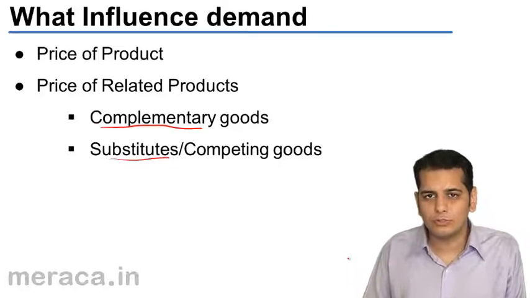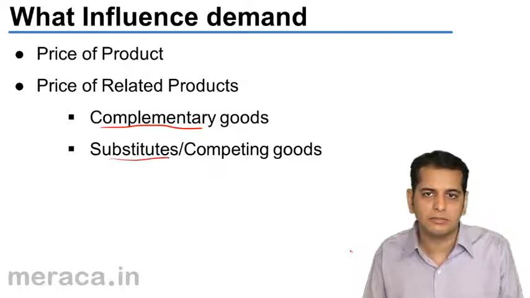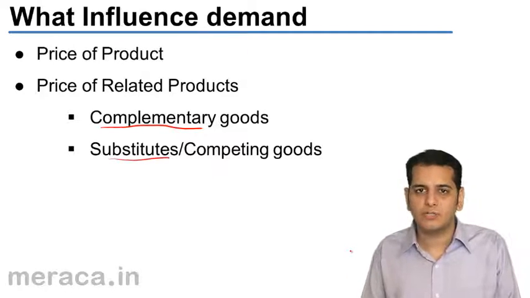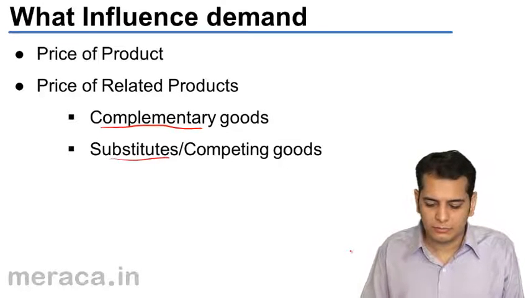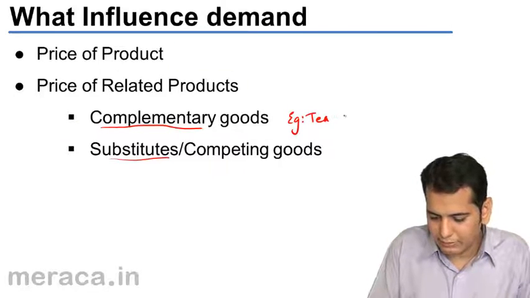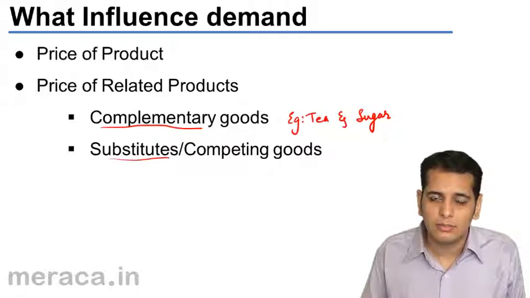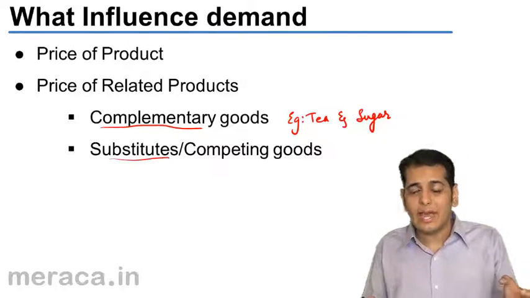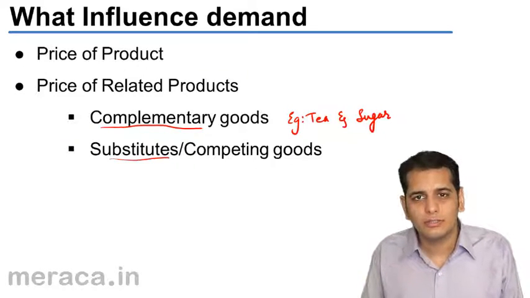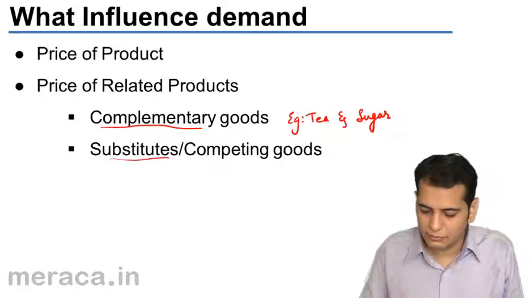Complementary goods are those goods which are consumed together, which have a joint demand, which complete each other or complement each other. For example, tea and sugar. Can you drink tea without sugar? You possibly can't. You want sugar in your tea. So tea and sugar are consumed together. Sugar is what completes tea. So we can say tea and sugar are complementary goods.